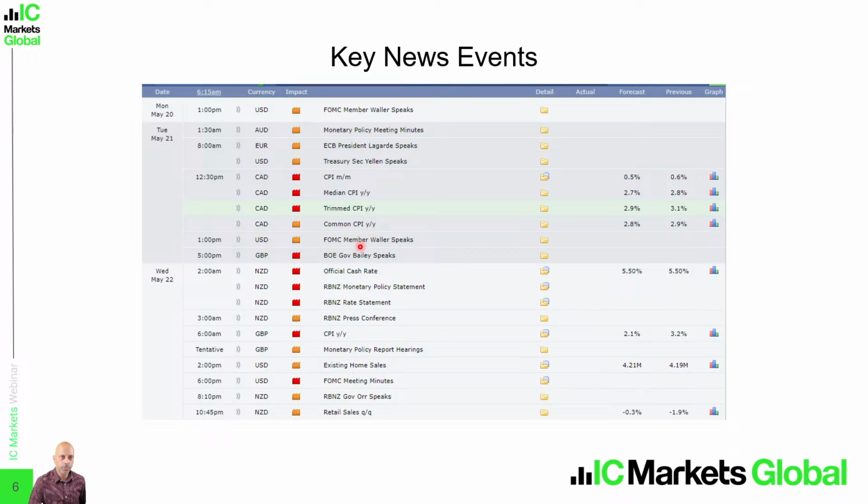We've also got several policymakers speaking from the Fed, from the Bank of England. Bank of England Governor Andrew Bailey will be speaking tomorrow as well. And then on Wednesday, 22nd of May, the RBNZ will release its monetary policy statement at 2 a.m. GMT, followed by the press conference at 3 a.m. And it's widely anticipated that they're going to maintain their cash rate on hold at 5.5%.